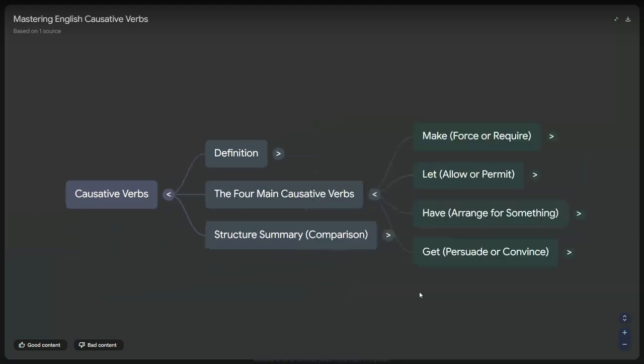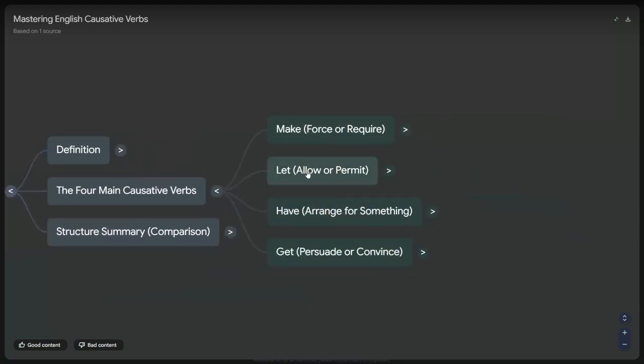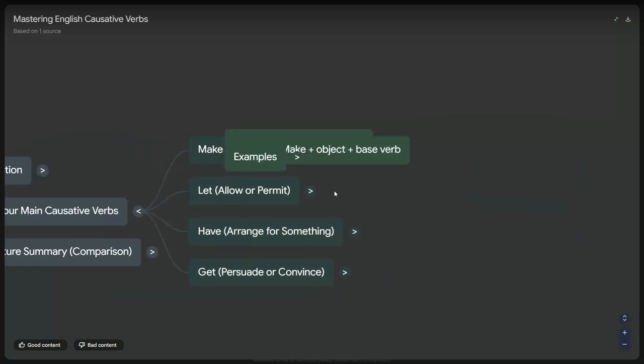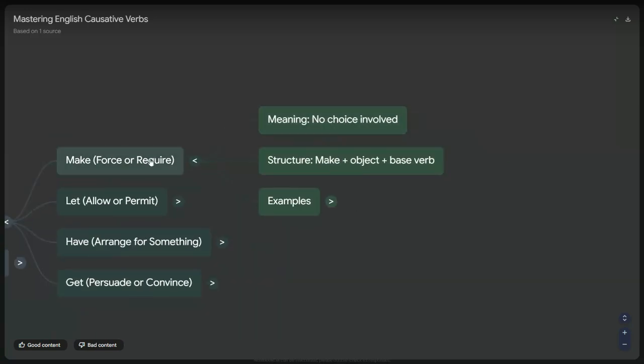What are the four types of causative verb? Make, let, have, and get. In make, what we learned today is that there is no choice. The simple structure is make plus object plus base verb.